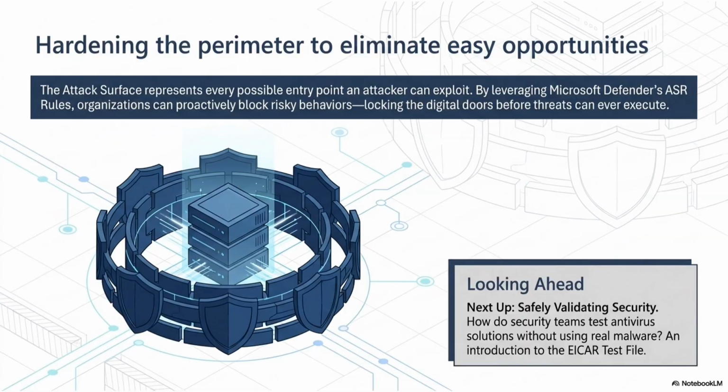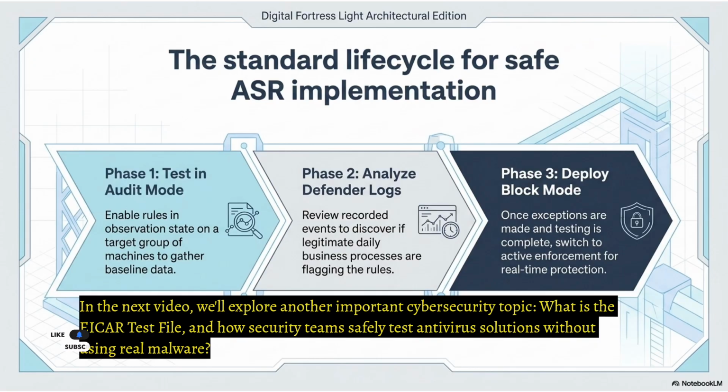Let's quickly recap today's lesson. Today we have learned that attack surface is every possible entry point an attacker can use to compromise a computer or a network. We also learned that Attack Surface Reduction ASR rules are built into Microsoft Defender and help reduce these entry points by blocking risky behavior before attackers can take advantage of them. Finally, we discussed some important ASR rules, the different ways organizations configure them, and the best practices for deploying them safely. In the next video, we will explore another important cybersecurity topic, what is the EICAR test file, and how security teams safely test antivirus solutions without using real malware.